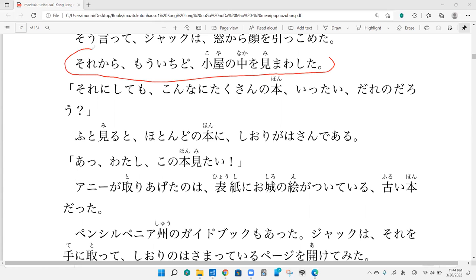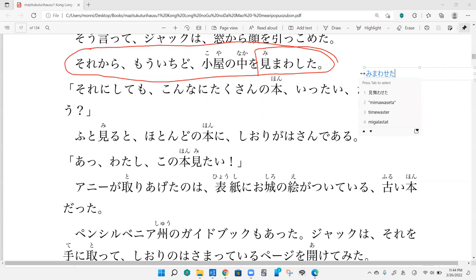So next is this guy. それからもう一度荒野の中を見回して、見回せた. This is very similar to that. The main meaning behind it is the same. 見回せた. The seta was just making it passive. Whoa, that's the wrong kanji.